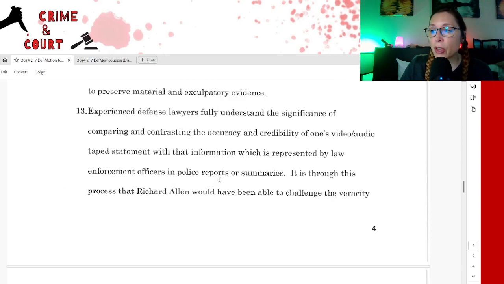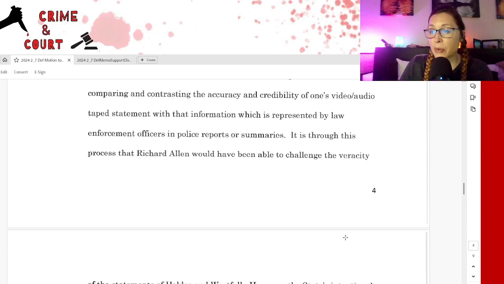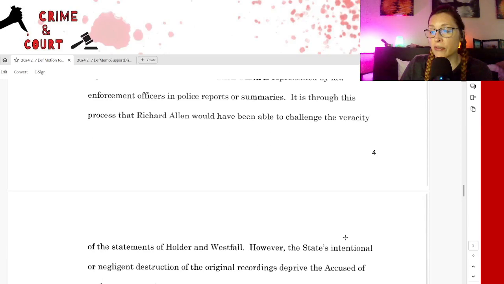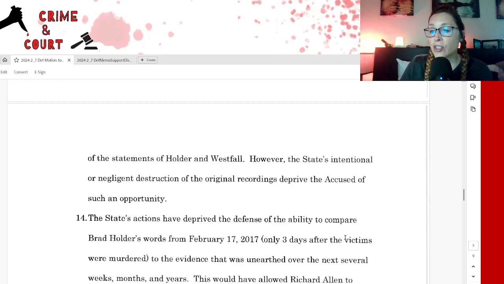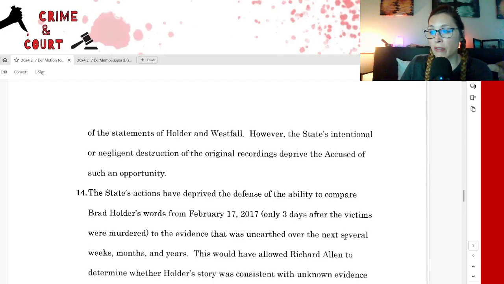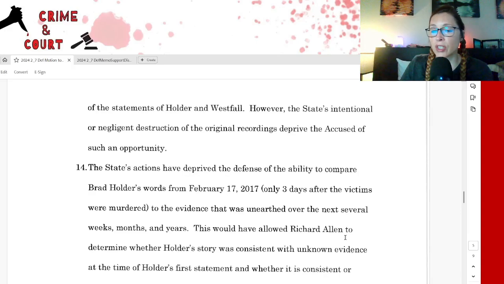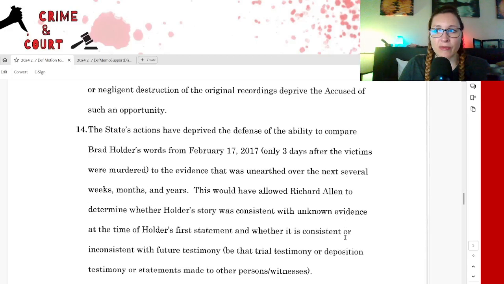Experienced defense lawyers fully understand the significance of comparing and contrasting the accuracy and credibility of one's video/audio taped statement with that information which is represented by law enforcement officers in police reports or summaries. It is through this process that Richard Allen would have been able to challenge the veracity of the statements of Holder and Westfall. However, the state's intentional or negligent destruction of the original recordings deprived the accused of such an opportunity. He can't defend himself because he can't view it.